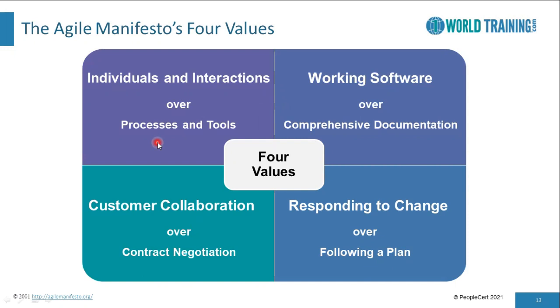The manifesto says this: we are uncovering better ways of developing software by doing it and helping others do it. Through this work, we have come to value individuals and interactions over processes and tools. So it doesn't mean that processes and tools are not important, but the collaboration between individuals is more important. Also, we have come to value working software over comprehensive documentation, which means products that work are valued over documenting what the product is supposed to do. Beware of those who insist documentation isn't needed. We need the right amount of documentation.